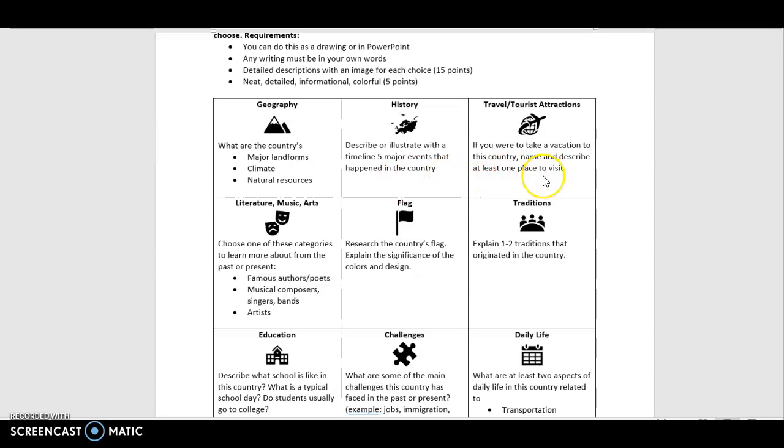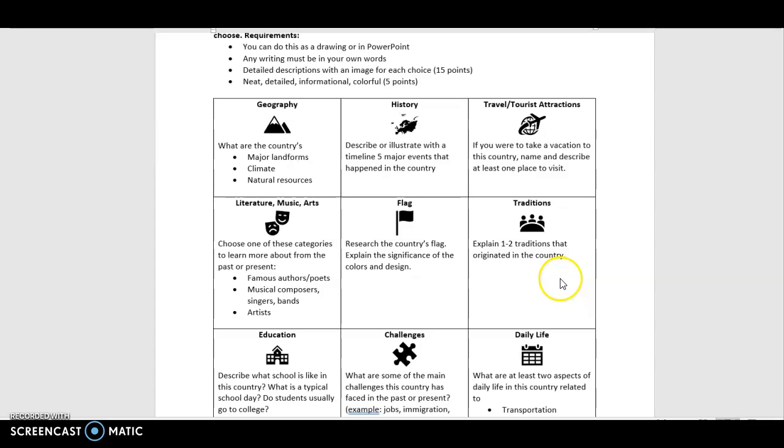Travel and tourist attractions, if you were to take a vacation, name and describe a place to visit. For literature, music, and arts, you can choose a category to learn about from either past or present. Like, for example, is there a band from that country that's popular now or used to be? Are there artists? Are there famous authors or poets? For the flag, look up the country's flag and put a picture of it or draw a picture of it and explain the significance of the colors and the design, the symbols that are used on that flag.